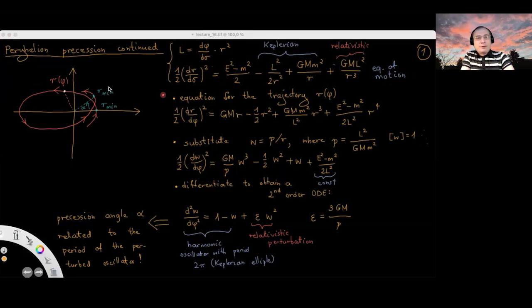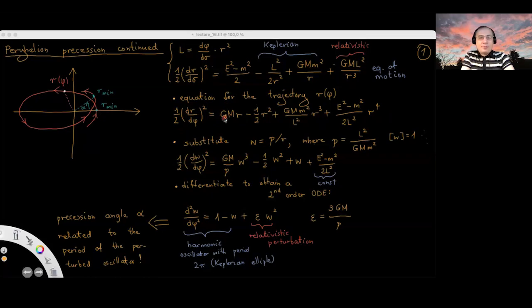Now, the problem of perihelion precession is basically the problem of trajectory, not the motion itself. So it's enough to work with the trajectory equation R as the function of the polar angle phi. And we derive the equations for R of phi, starting from the equation over here. That's fairly easy. It has a similar form. The square of the first derivative of R is given by a polynomial in terms of R.